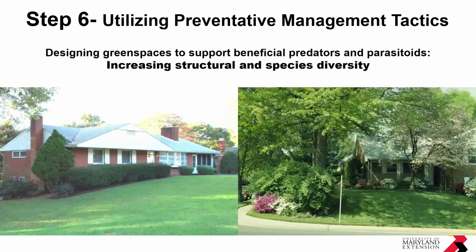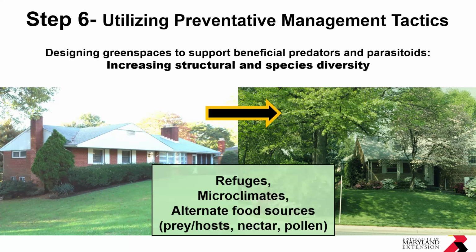It can be really important to think about landscape design. Research has shown time and time again, as we increase structural and species plant diversity, that we create these ecosystems which have refuges, microclimates, and alternate food resources for our beneficial insects, like our predators and our parasitoids. So we invite them in and they help to naturally lower our pest populations, and we have fewer pest outbreaks.